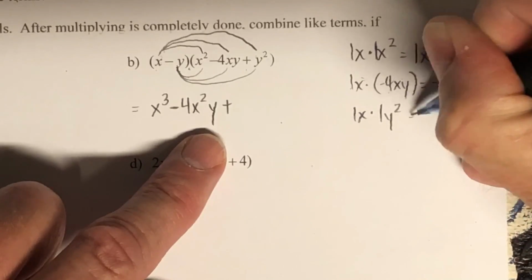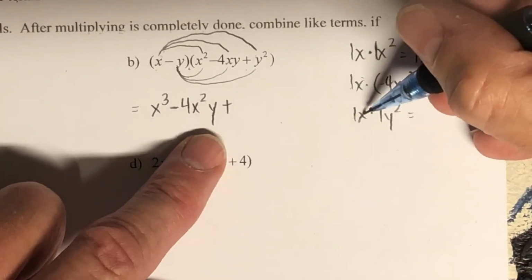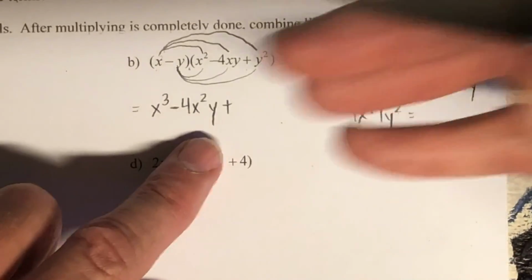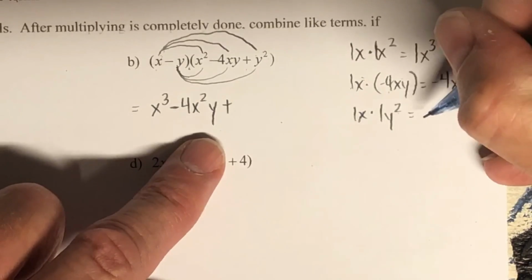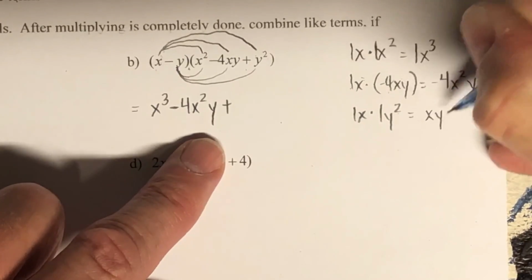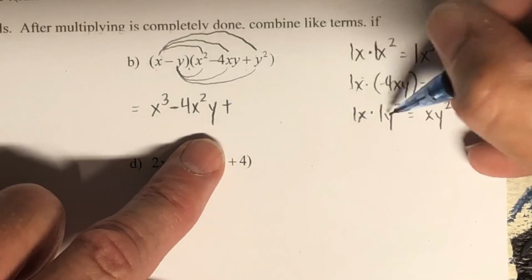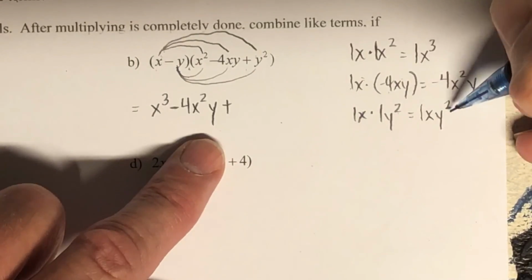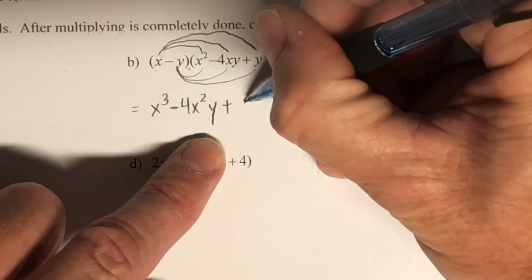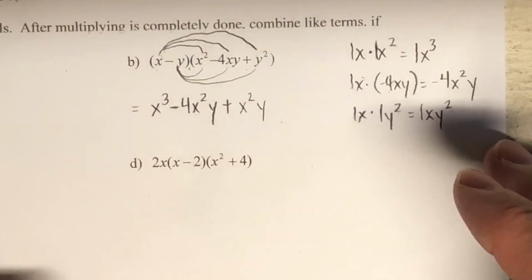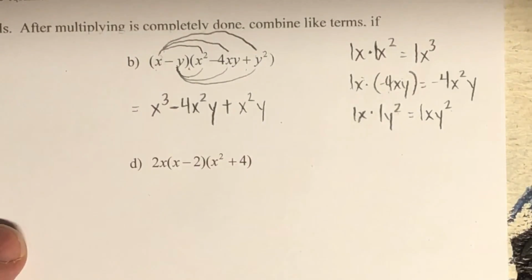1x times 1y squared. Okay, remember, since x and y squared, since those two variables do not have another variable that's the same, we just bring that into the answer. We don't do any adding of exponents there. So 1 times 1 is 1, and then the xy squared just goes into the answer. Since it's positive, we put the plus right there. You don't need to write the 1 when it's 1. We have 3 more to do here.